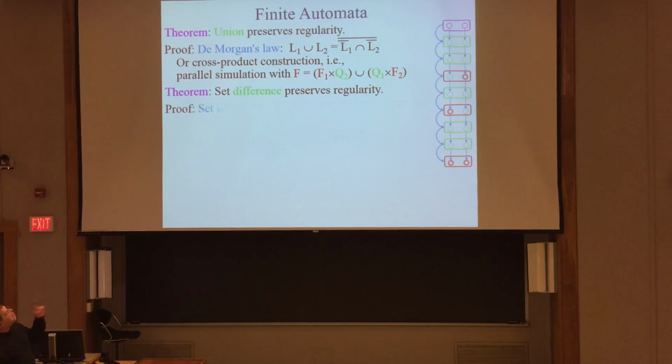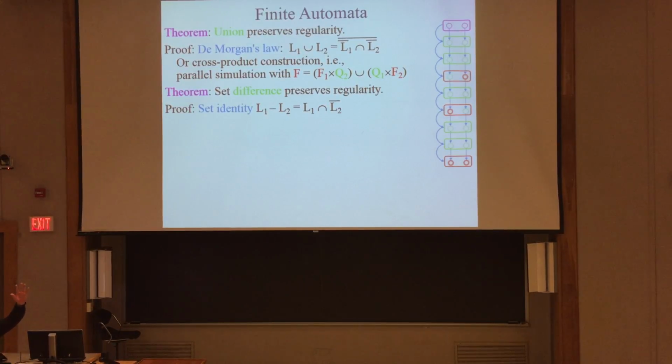If you have a language minus another language, why does that preserve regularity? Well, one is you can have a power set or a cross product construction saying A minus B. If the first accepts and the second doesn't accept, you're good. If both accept, you're not good, because it's a minus. So this must accept, this must accept, and this must not accept. So only states of superstates of this nature will be in the super machine representing the difference between the languages of the two machines respectively.